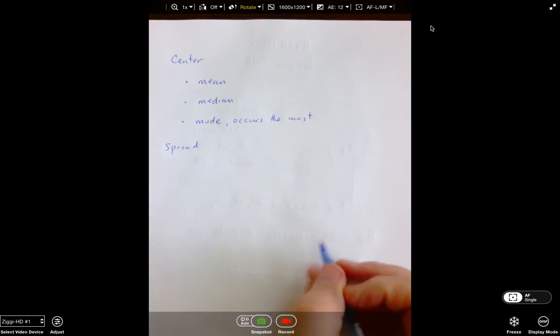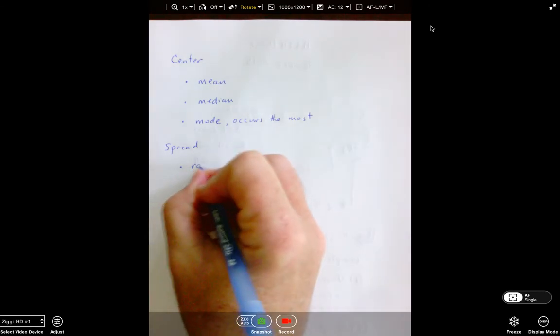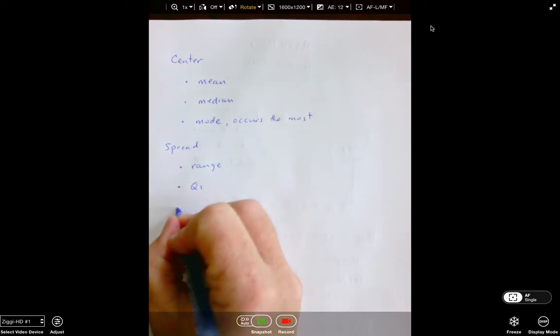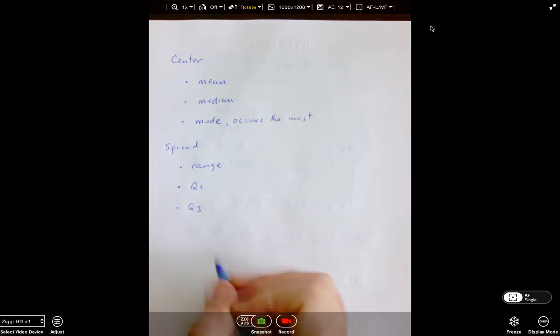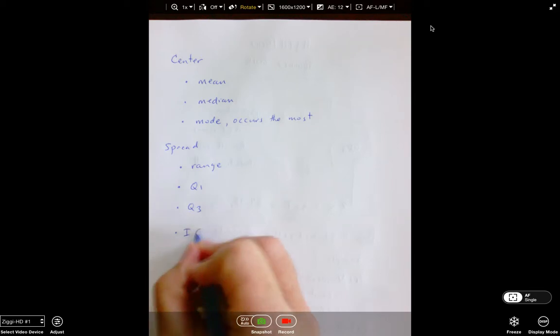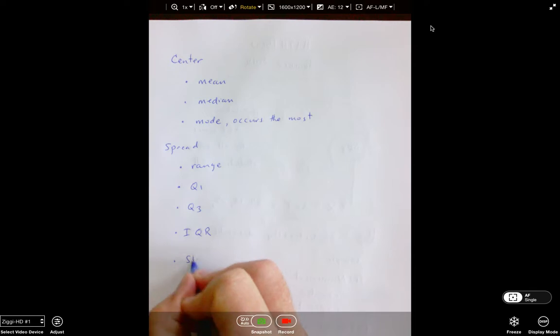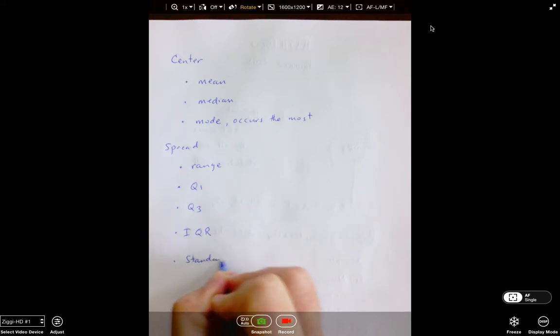All right, gang, spread. We want to be able to look at the range. We want to look at Q1. We want to find Q3. We want to be able to find the IQR. And we want to find the standard deviation.